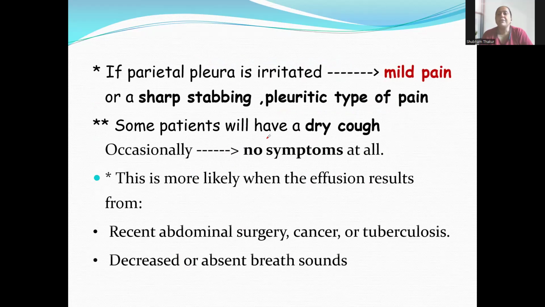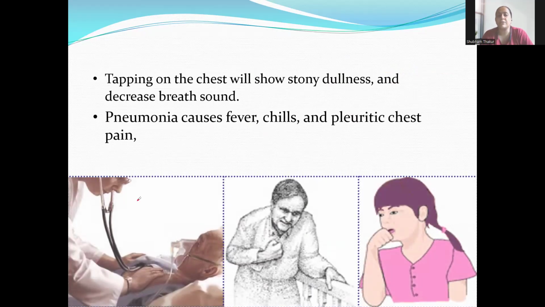So the patient is having pain, a sharp stabbing pleuritic type of pain. Some patients will have a dry cough. In some patients, no symptom comes out, only the dry cough is there. Then recent abdominal surgery. If the patient has had any type of surgery, cancers, TB, or pneumonia, in that case the patient also can have pleural effusion. The patient is having absent breath sounds. There is no breathing or decreased breathing. Then with the help of these diagrams, we can know the patient is having chest dullness or stony dullness sound coming. Here pneumonia causes fever, chills, and chest pain in the patient.